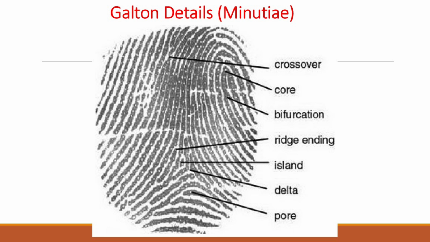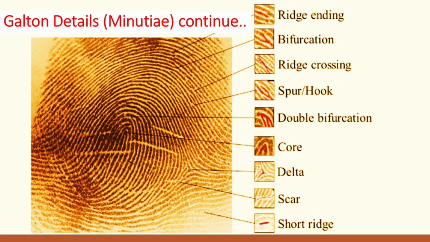Then you have short ridge. Short ridge is when you have a ridge that is not long like others, but it's not an island. Island is like a dot. So we have scar. Look at it. We have scar here. All this whitish line across several ridges are scars on the finger of the owner. Also we have a ridge crossing. Yes, we have talked about that one.